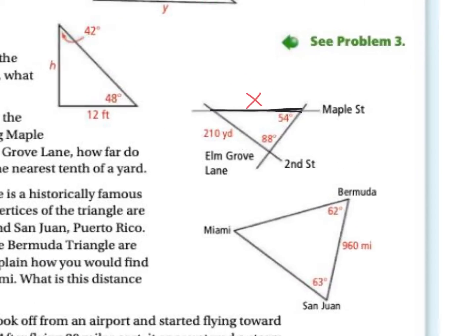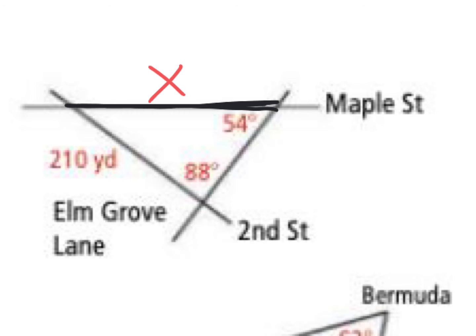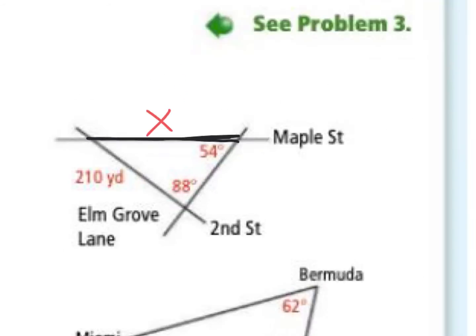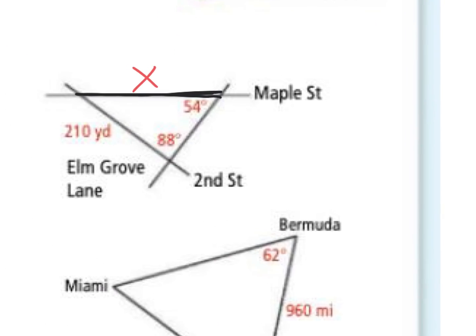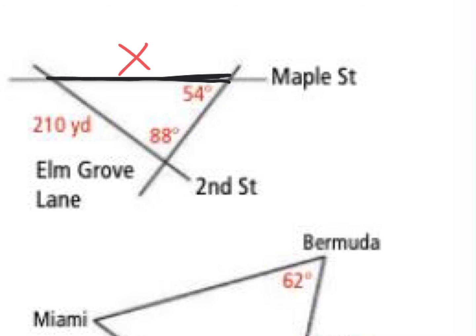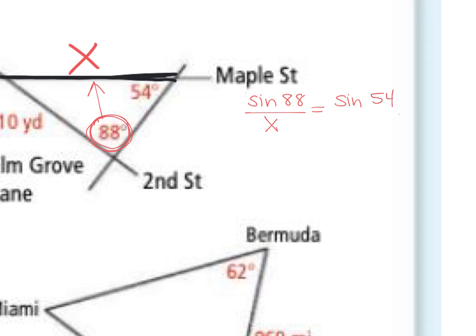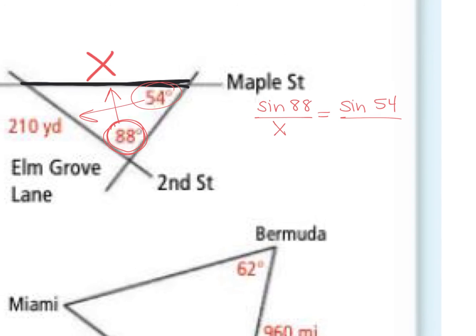So the first thing you should look at is, do we have enough information? To use the law of sines, you need an angle with a side across from it, right? And then another angle with a side across from it. So look here. This was number 13. For this one, you're going to take the sine of 88 and put it over x, the side across from it, right? So sine of 88 over x equals the sine of 54 over 210.